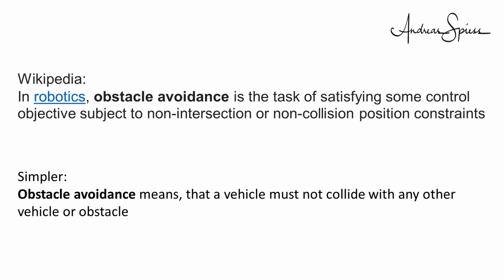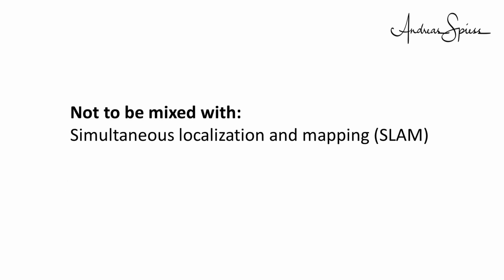Let's first define the problem. Obstacle avoidance means that a vehicle must not collide with any other vehicle or obstacle. Simple. Please do not mix obstacle avoidance with simultaneous localization and mapping, or SLAM. These are two different things.